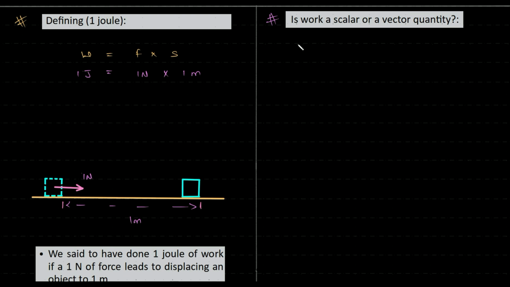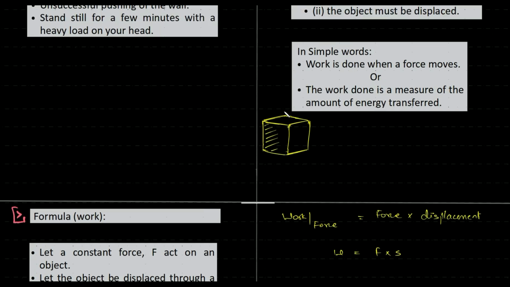Now, the last question that I want to discuss with you guys is: is work a scalar quantity or a vector quantity? So let me recall what is scalar. Scalar is nothing but quantities which have only magnitude. Vector is a quantity which has magnitude and direction. Okay. Now, what do you think work is? I'll give you guys a clue. Work done is a measure of the amount of energy transferred. Now think in terms of energy.